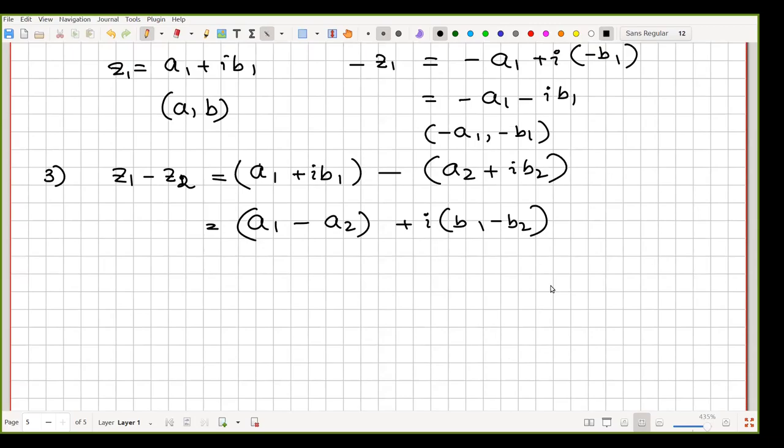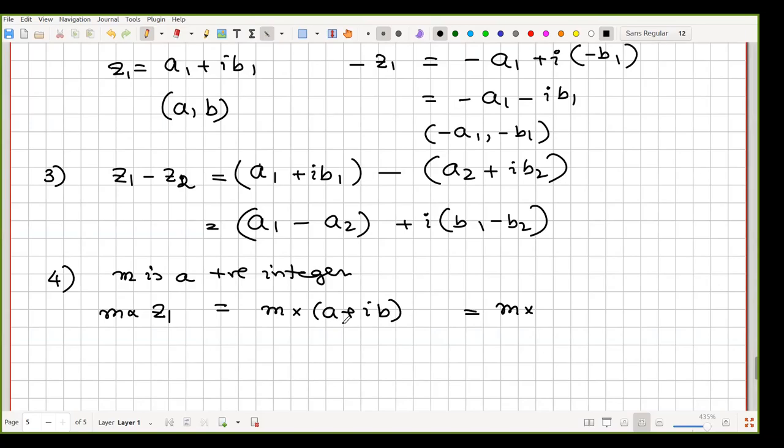any real number, when multiplied with the complex number, suppose m is a positive integer. So if we have m into z1, that means we can write it as m into a plus ib, or suppose that one a1 b1, then m of a1 plus I of m of b1. Already we have done like that. Suppose 5 into 3 plus 2i. So that is becoming 5 into 3, plus I into 5 into 2, like that.